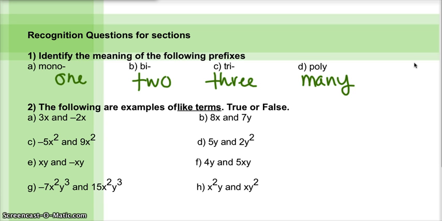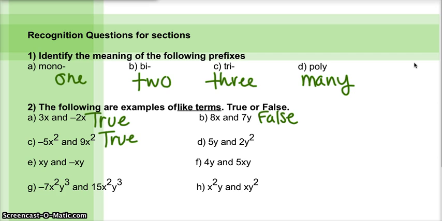The next thing says, the following are examples of like terms, true or false. In part 2 of the video, we will be combining like terms, so I want to take a moment to discuss with you what are like terms. So look at 2a, 3x and negative 2x. These are like terms. Letter B, 8x and 7y, these are not like terms. Letter C, negative 5x squared and 9x squared, these are like terms.